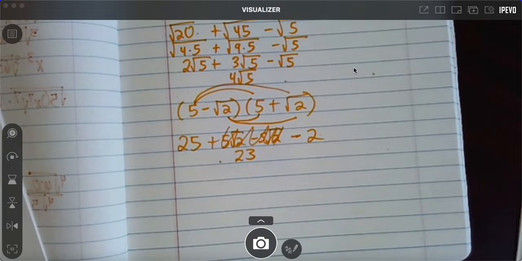I think the one on your test, though, is not a conjugate. So we'll do one like that later in class. All right, let's keep moving.